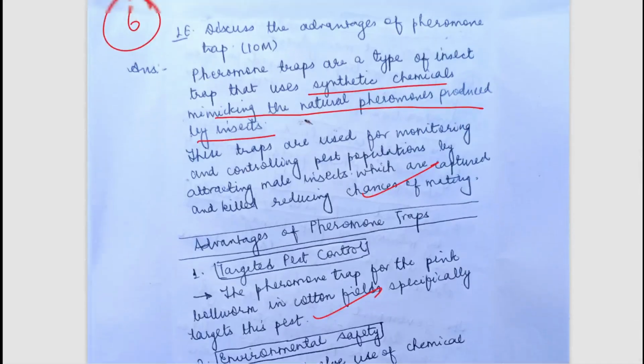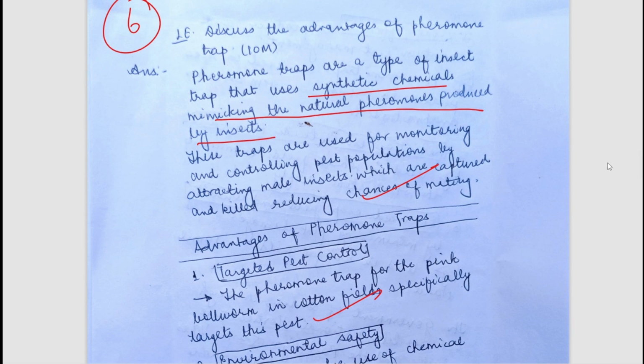Now the next question was: discuss the advantages of pheromone traps. So what are the advantages of pheromone traps? You all know what pheromone traps are. That is the use of hormones to attract the pests. For attracting female pests, you will use male hormone. For attracting male pests, you will use female hormone. So this is the kind of mechanism of pheromone traps.